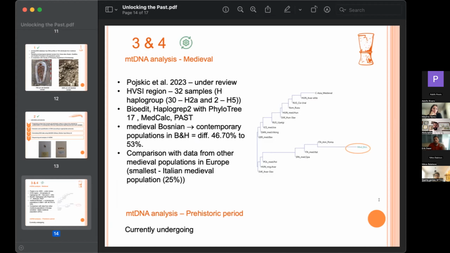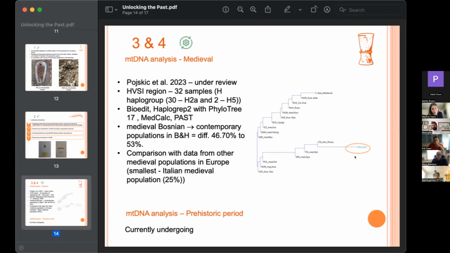And we obtained results that showed that the medieval Bosnian population in context to the contemporary populations of Bosnia had a difference between 46.7 to 53%. And in the context of other medieval populations, we obtained results that showed that the smallest was with the Italian medieval population. As you can see here on the picture, this is the neighbor joining dendrogram, and it actually shows where the medieval Bosnian population is positioned in the context of other medieval European populations.